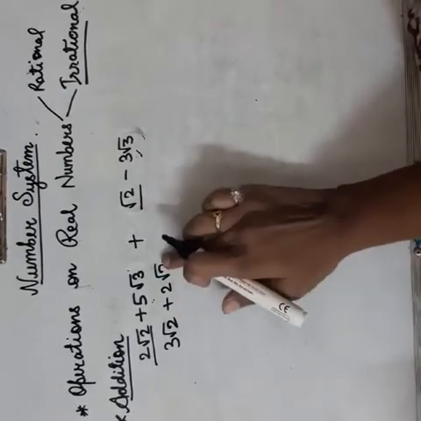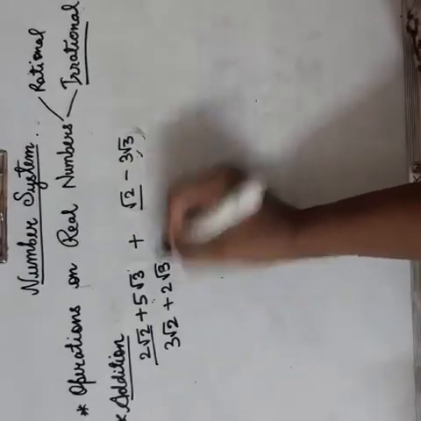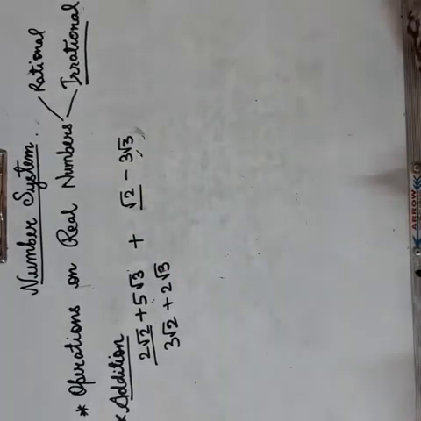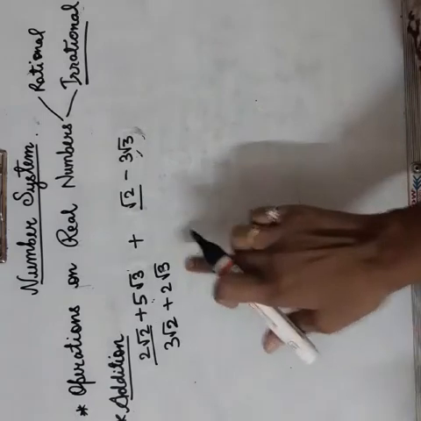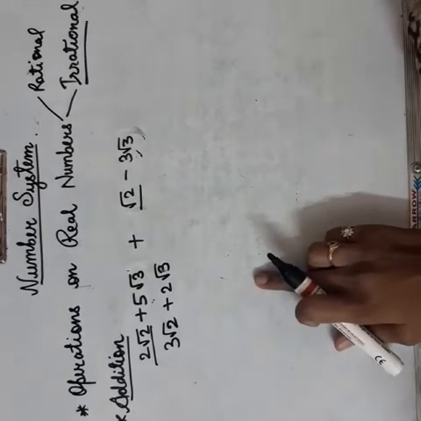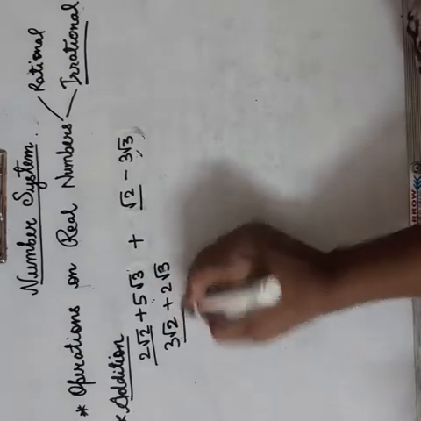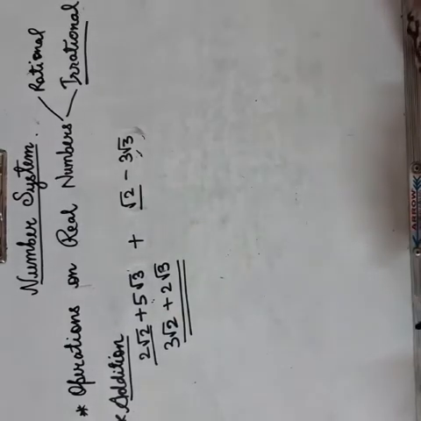2 root 3. Now can you simplify this further? You can't, right? So this is the final answer. And now check whether this final answer is rational or irrational.